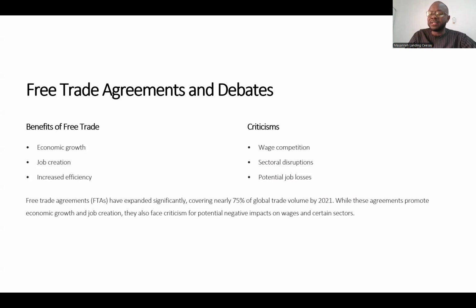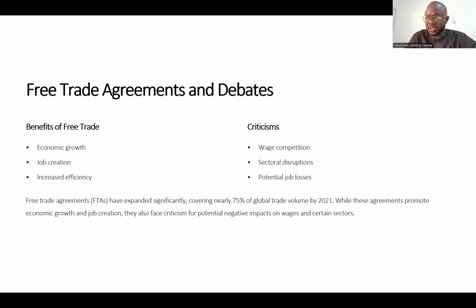Despite these many advantages, free trade actually has its disadvantages. One of the criticisms of free trade agreements is that it usually results in wage competition, and it can easily disrupt some sectors, especially if you are in a free trade arrangement with a country that has an advantage over your country in terms of production of certain goods.